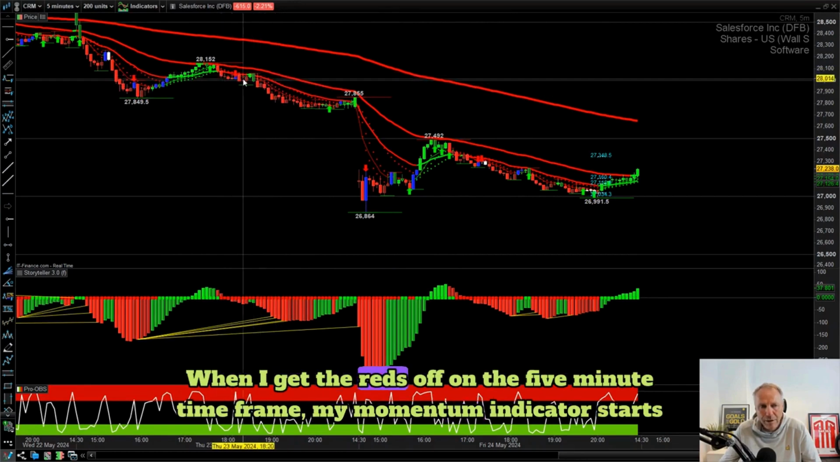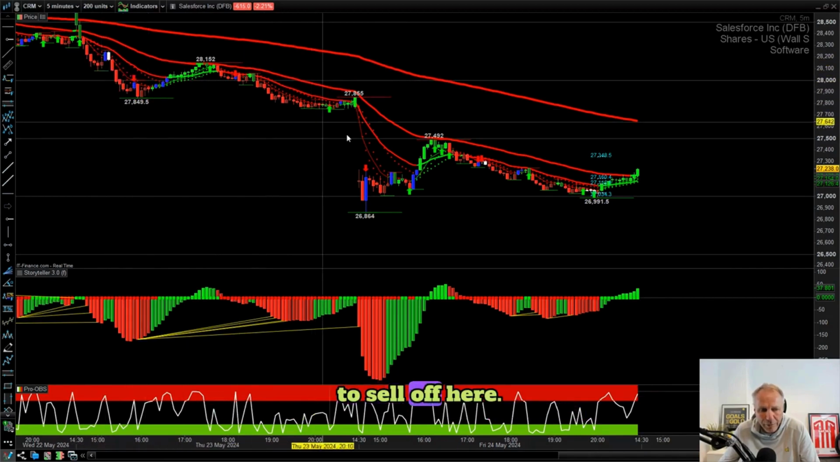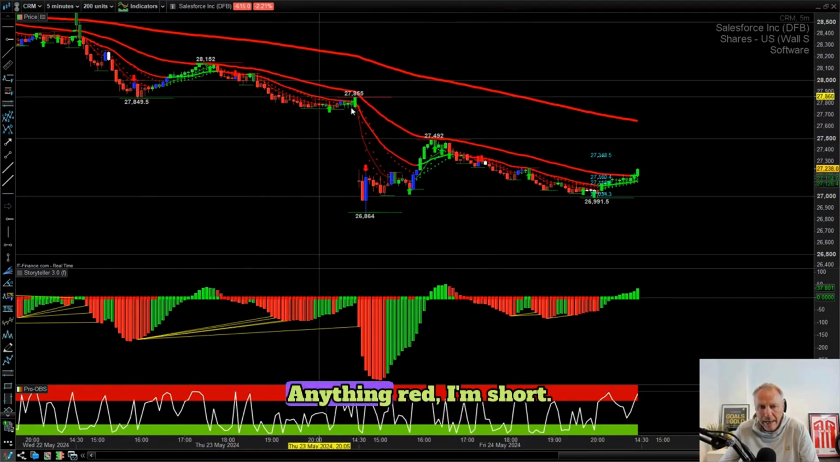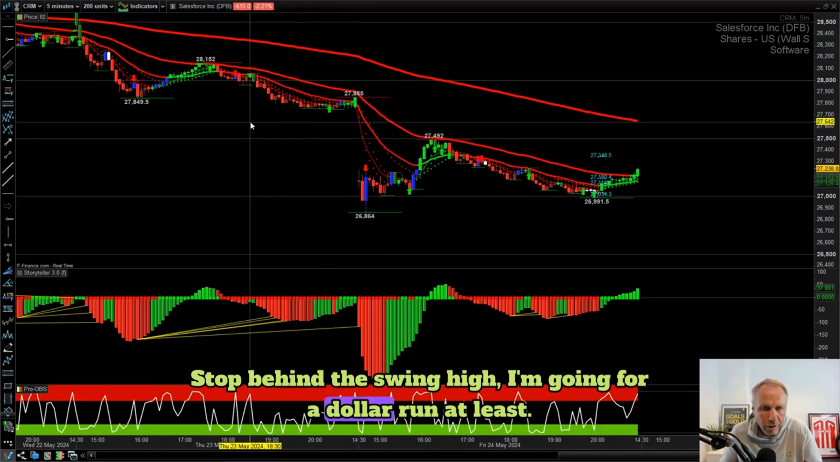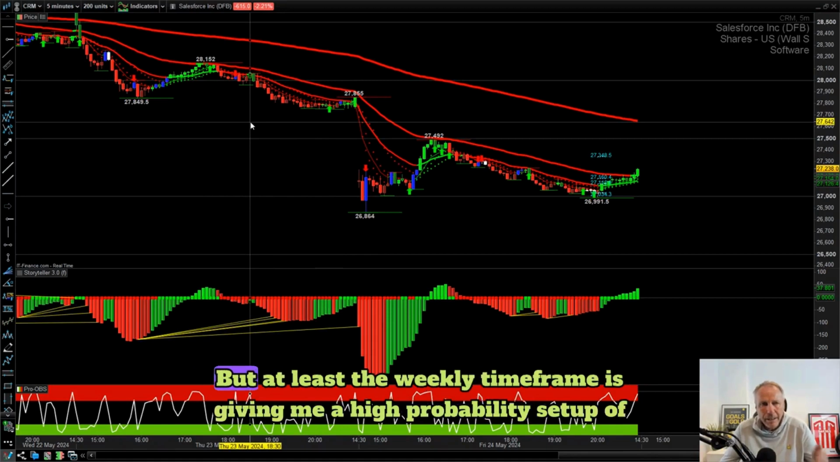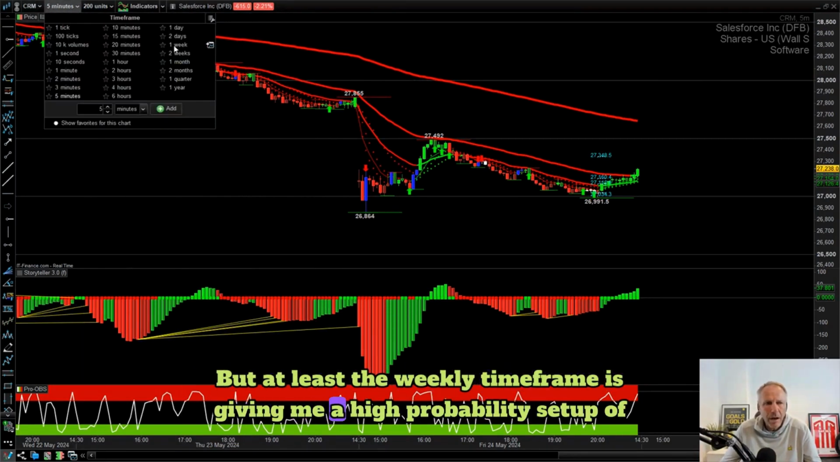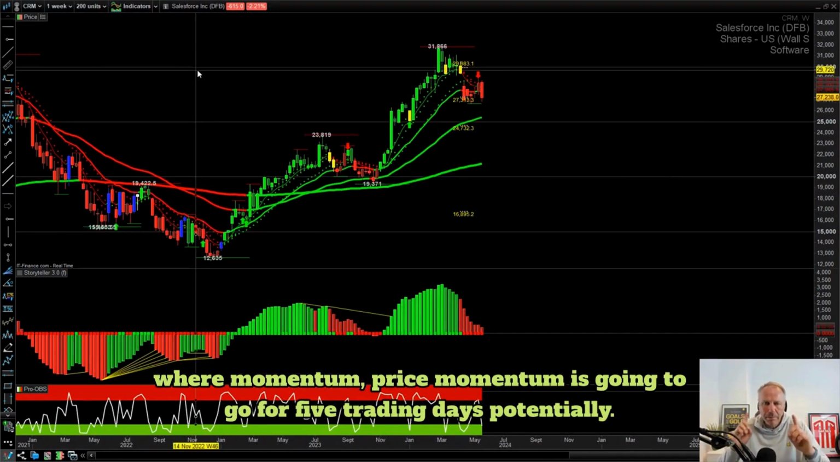When I get the reds off on the 5-minute time frame, my momentum indicator starts to sell off here. Then I'm literally looking for short trades only. Anything red, I'm short. Stop behind the swing higher. I'm going for a dollar run at least. But at least the weekly time frame is giving me a high probability setup of where price momentum is going to go for 5 trading days potentially.